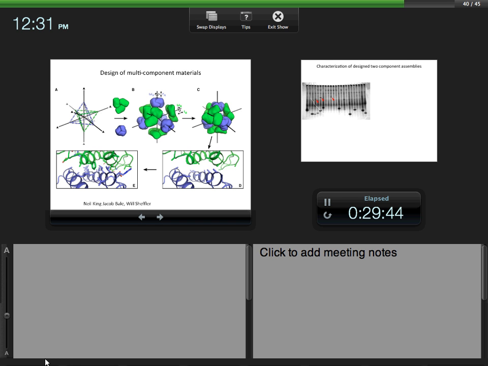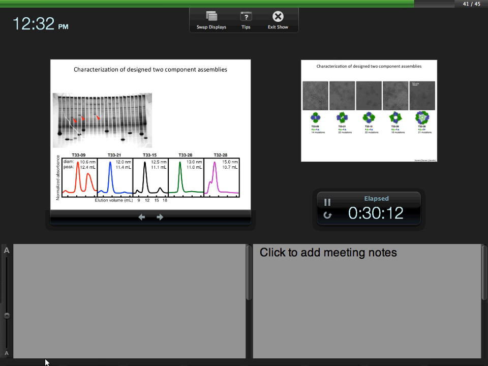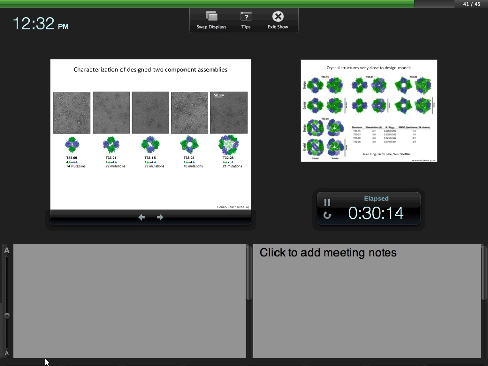And now slide them together and rotate them, looking for a way in which they fit together in a very shape complementary way. And then once you've got this, Neil, Jacob, and Will design the interface using the calculation shown in that first movie to make them interact. And then obviously express the two proteins and see if they form the cage. And these are quite beautiful.